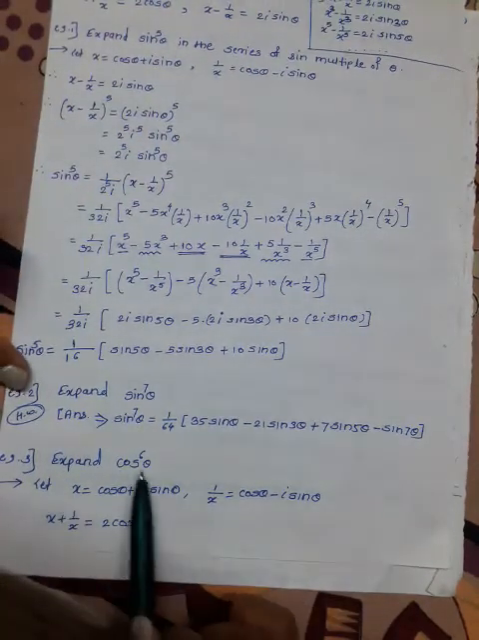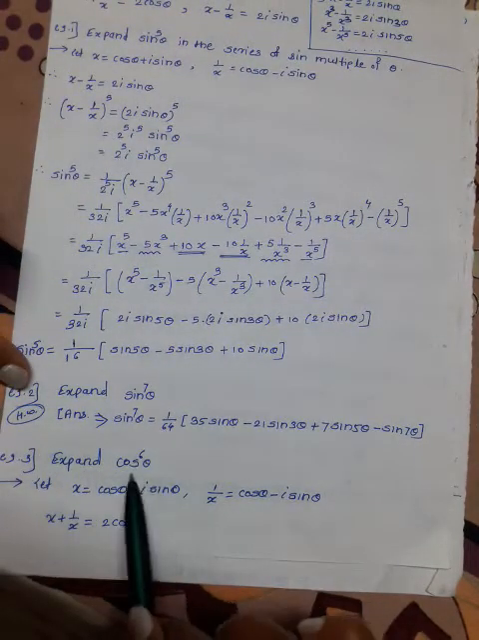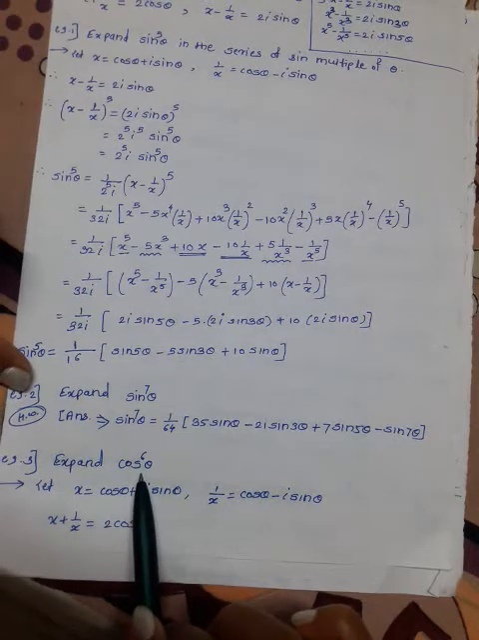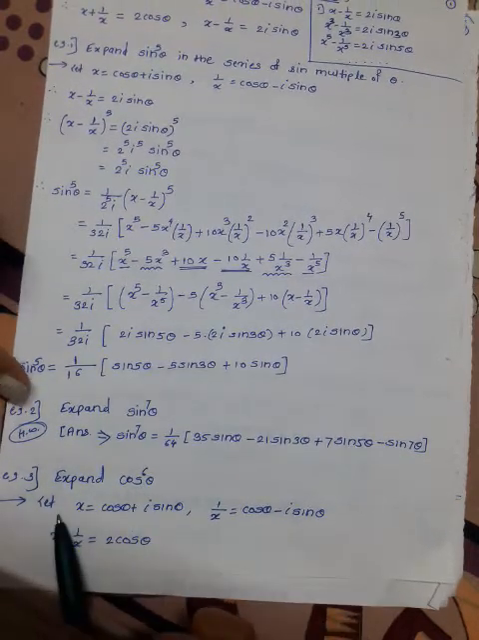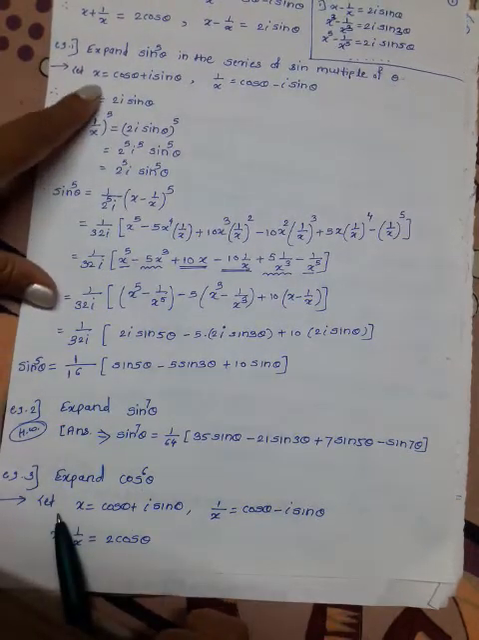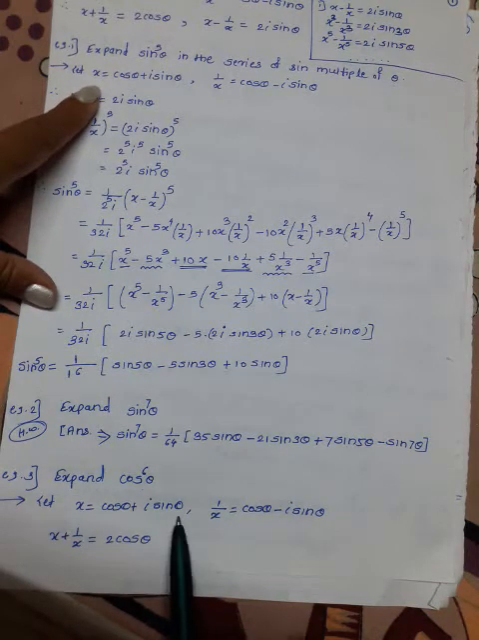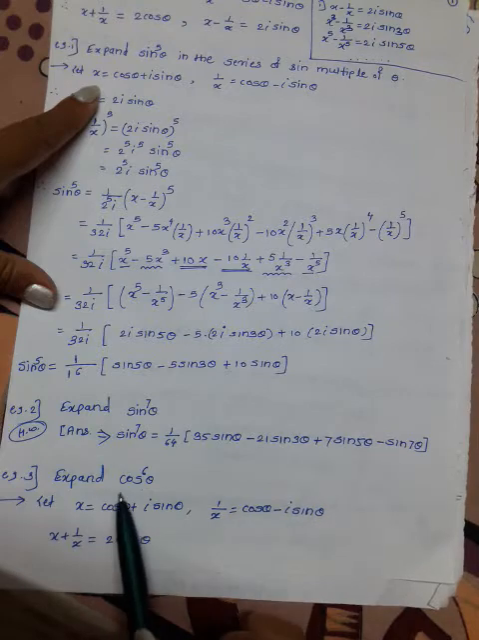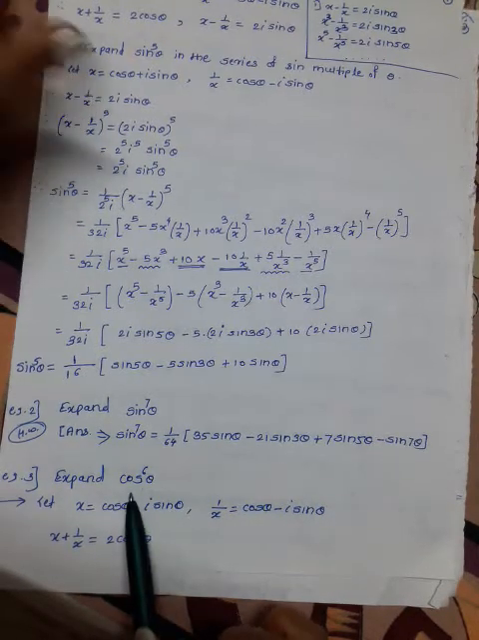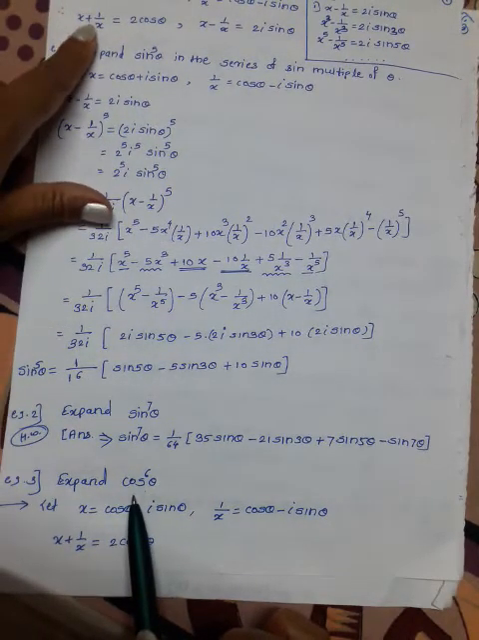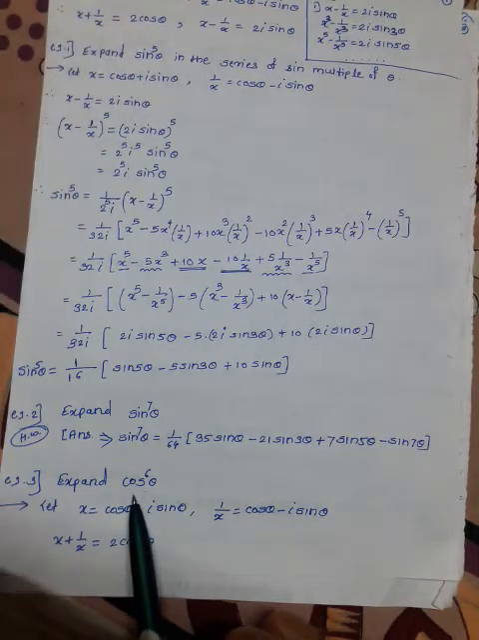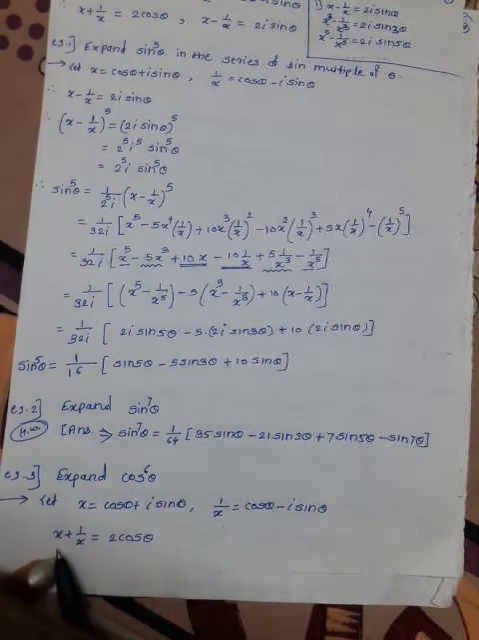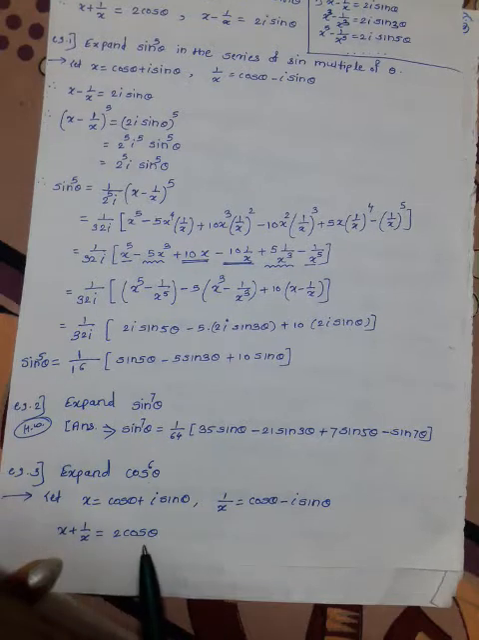Let us see now cos. Expand cos raised to 6 theta. For cos, let us start with the same. Let x is equal to cos theta plus i sin theta. 1 upon x becomes cos theta minus i sin theta. We need cos expansion, that's why we have to use this x plus 1 upon x equation. Therefore adding these two we get x plus 1 upon x becomes 2 cos theta.